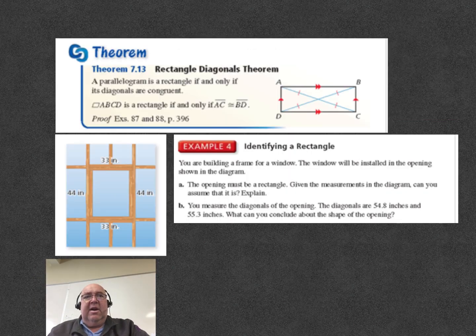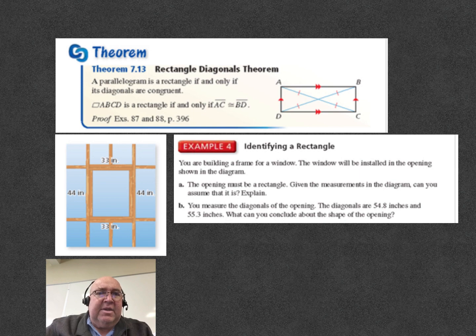Alright, here we're introducing the rectangle diagonals theorem. So if you are trying to build something that's a rectangle like a truck bed, the best way to see if you are squared up is to measure your diagonals and make sure they're the same.